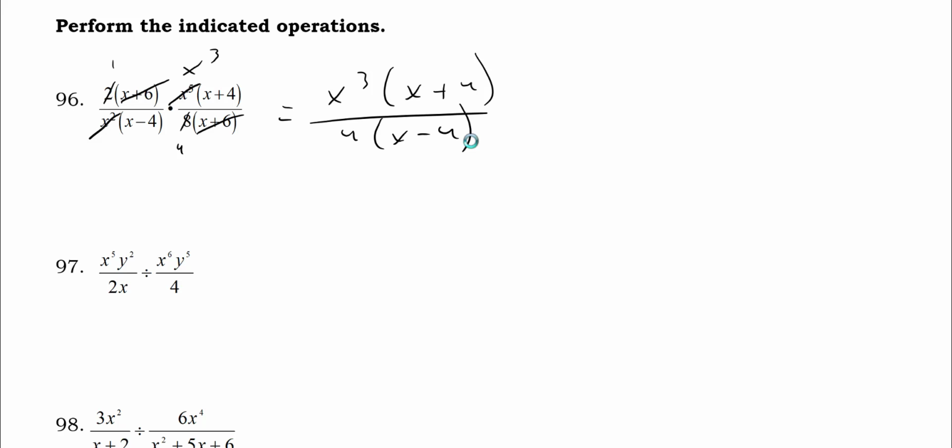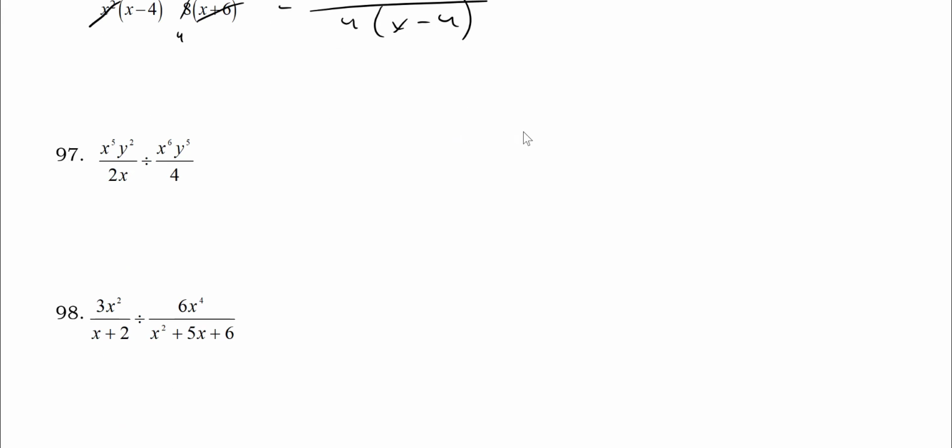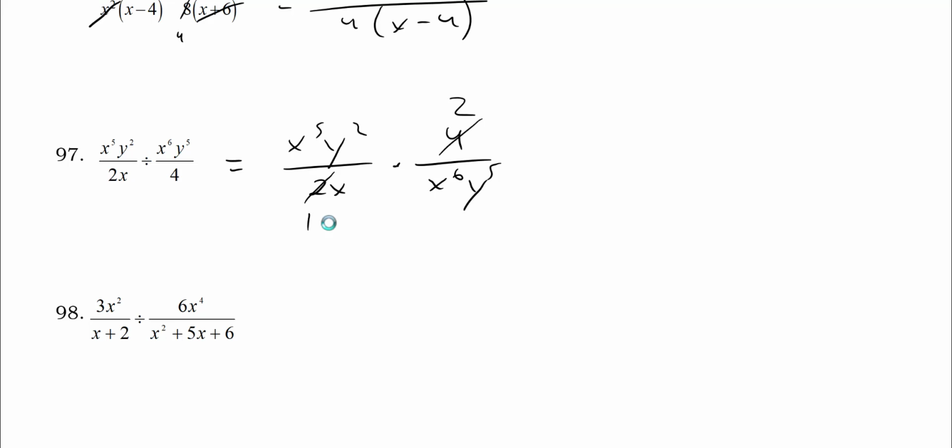Okay, not bad. Okay, this one's division, so you got to flip it around. So I'm going to write it as x to the 5th, y squared over 2x times 4 over x to the 6th, y to the 5th. So the numbers can cancel. That's a 2 and a 1. I'm just going to multiply straight across. I could have done that canceling 2 later, but that's okay. So if I multiply straight across, I get x to the 5th, y squared, and then going across, I get x to the 7th, y to the 5th. Okay, and there's of course a 2 on top here.